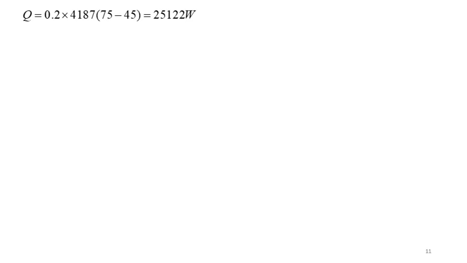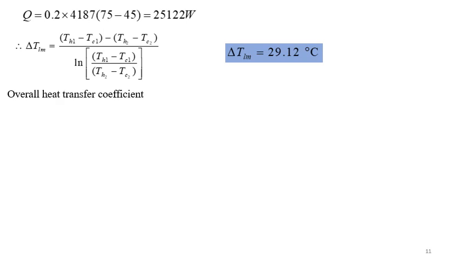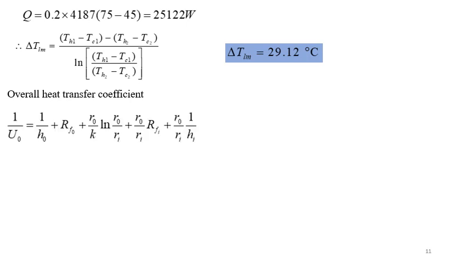Okay, we calculated Q, we calculated Tc naught, so we can calculate the delta TLM for a parallel flow heat exchanger. All the values are known, so delta TLM is 29.12 degrees centigrade. Now we can calculate U, the overall heat transfer coefficient. The inside heat transfer coefficient as well as the outside heat transfer coefficient are the same, it is 650.